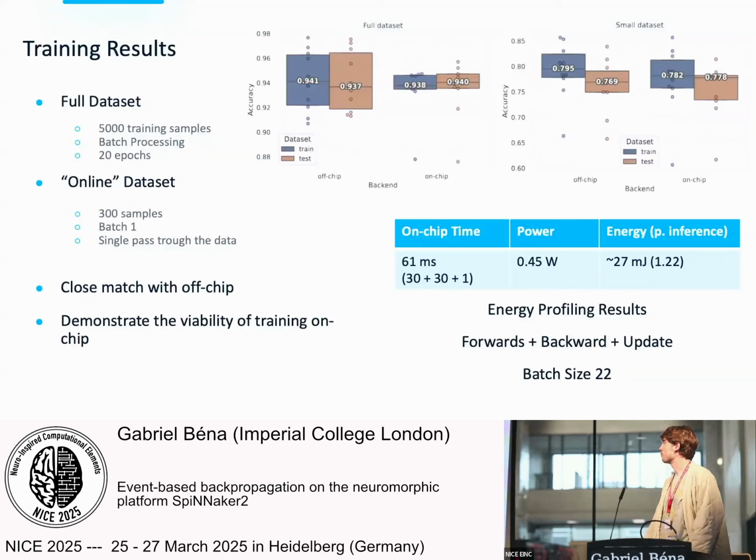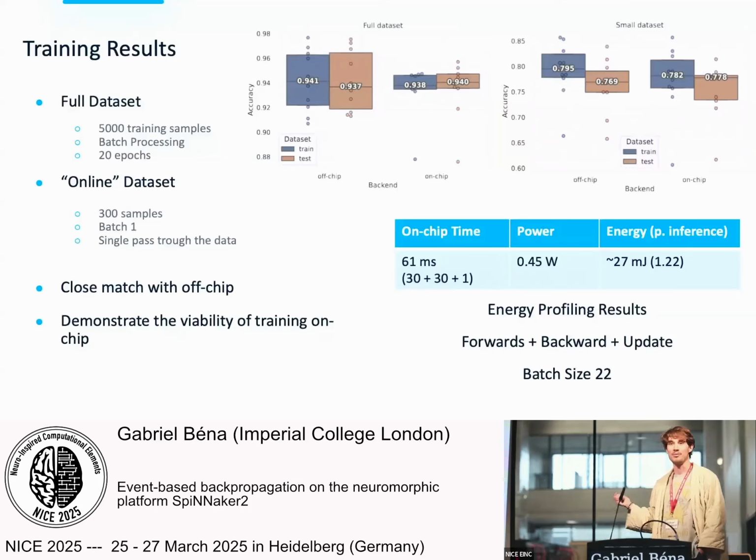And there was another regime which I call somewhat an online regime, where we actually only see 300 samples one at a time, a single pass through the data, right? And this was interesting to me to start thinking about more online or continual approaches, even in this very simple setup. So this demonstrates the viability of training on chip.